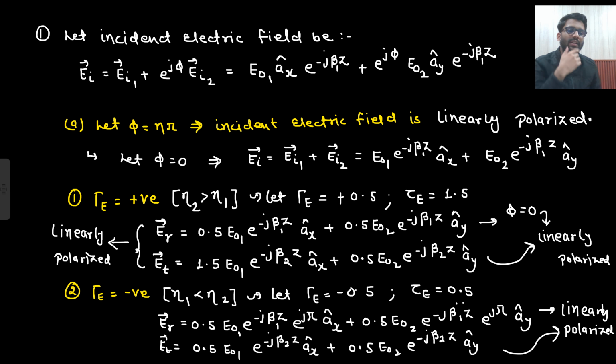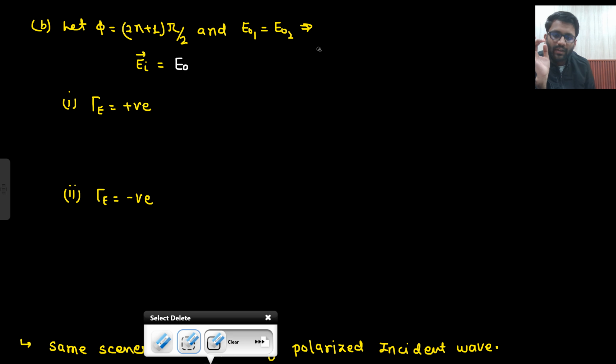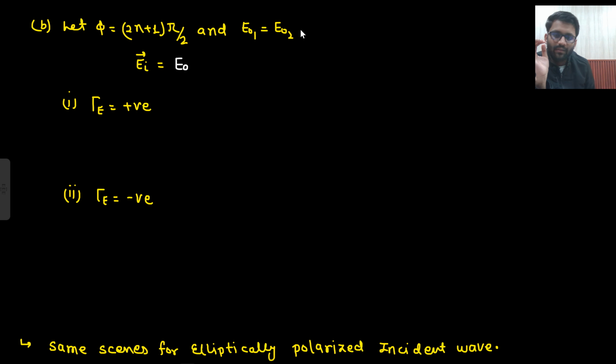So this was the first case. Now my wave is circularly polarized because your phase shift is an odd multiple of pi by 2. So my wave is circularly polarized now. That means the condition should also be that E01 and E02 should be equal. Phase difference is (2n plus 1) pi by 2, right? What is my incident field? E naught. Here E naught 1 and E naught 2 are equal, so E naught 1 and E naught 2 are equal to E naught.